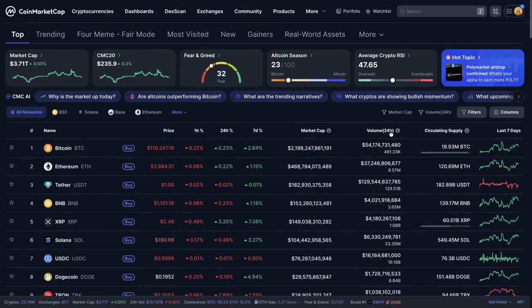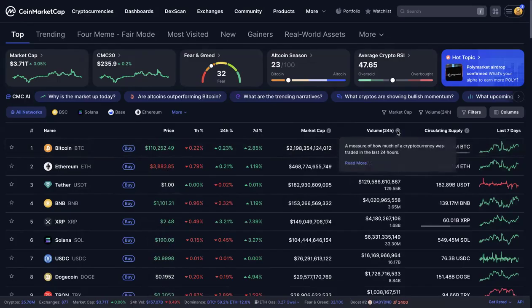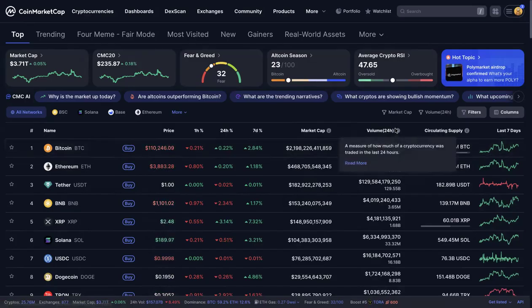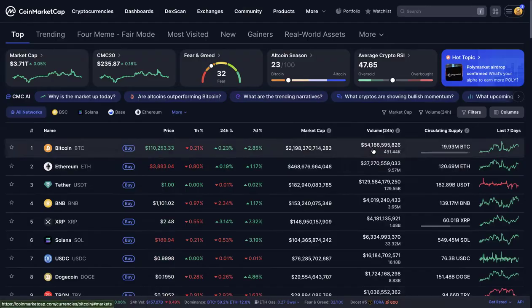Then volume, 24-hour volume. 24-hour volume means how much money has gotten in and out of this token. It's a measure of how much of the cryptocurrency was traded in the 24 hours. The trade can either be buying or selling, but the point is it was traded. So here it shows you, let me count, 1, 2, 3, 4, 5, 6, 7, 8, 9. This is $54 billion, equivalent to 491K Bitcoins.